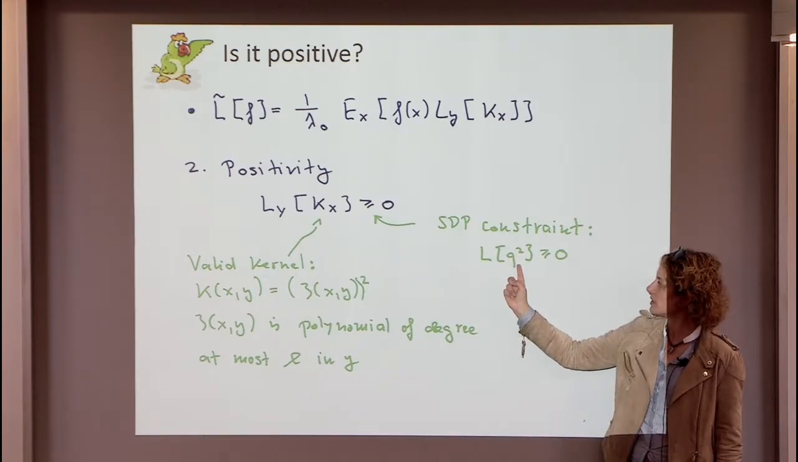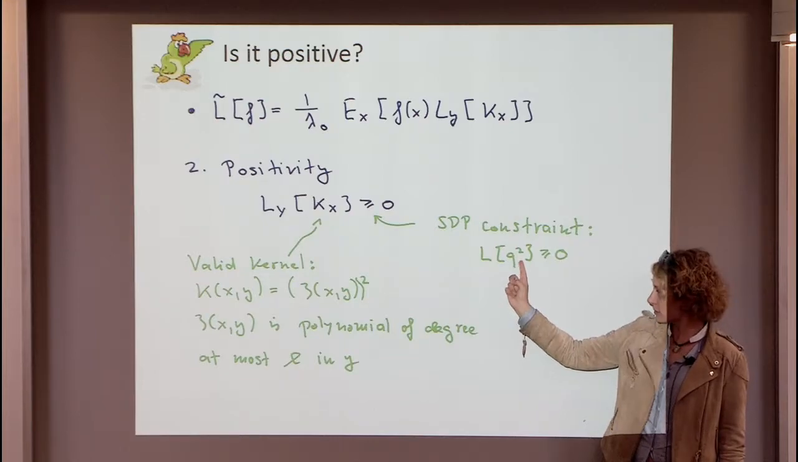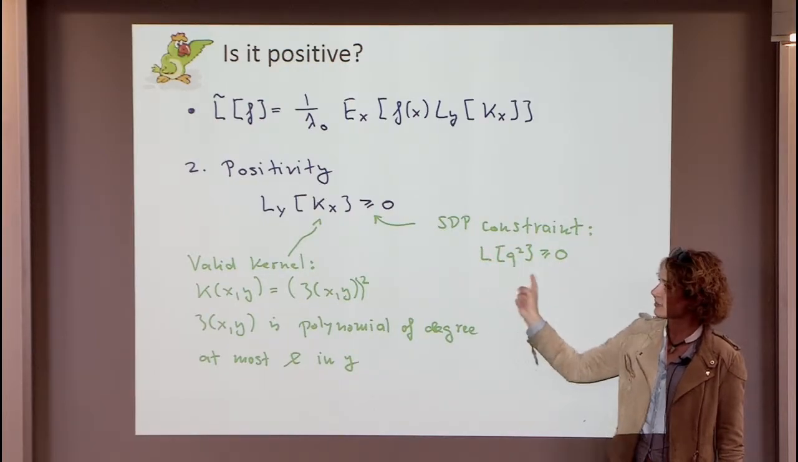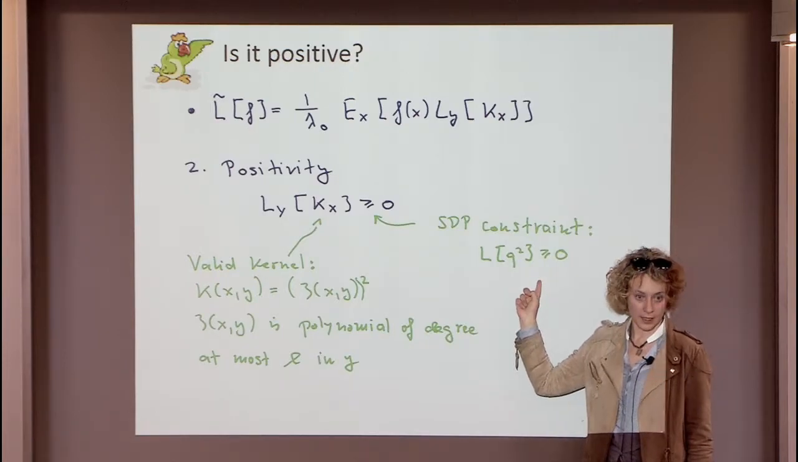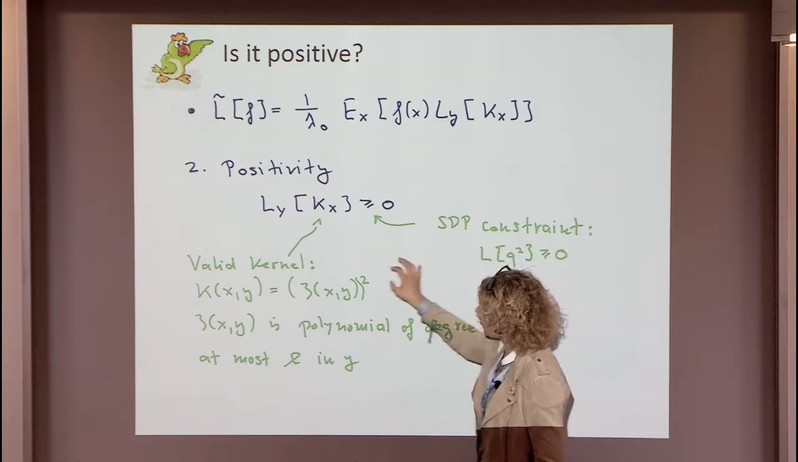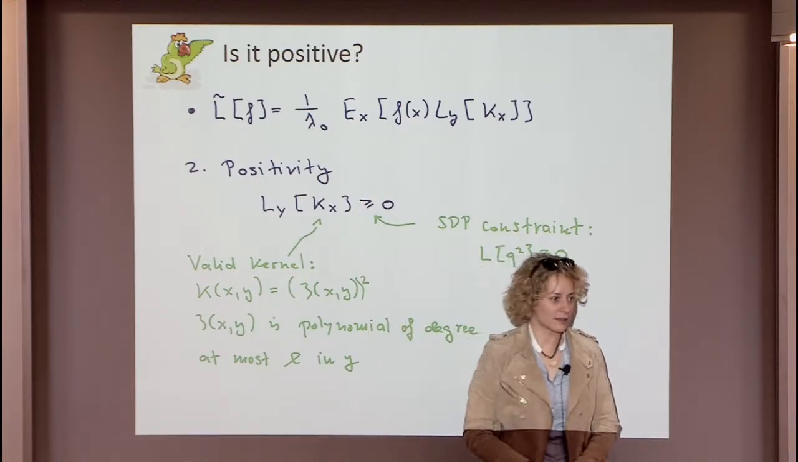Okay. So I know something about this, and I know from the SDP constraint that in fact my SDP solution, if I evaluate it at a polynomial of degree like q squared, where q is a polynomial of degree at most n, then this here is in fact positive. So this valid kernel together with this SDP constraint also guarantees me that this thing is positive.